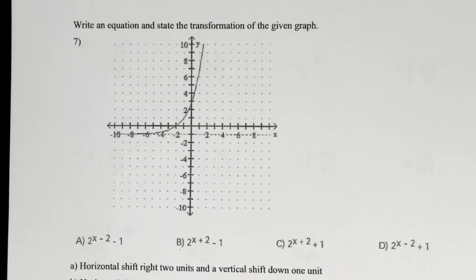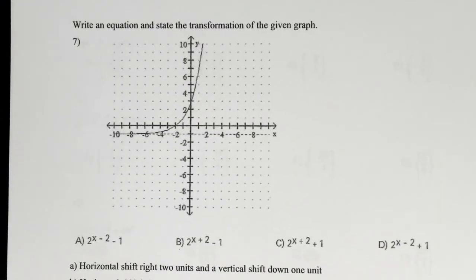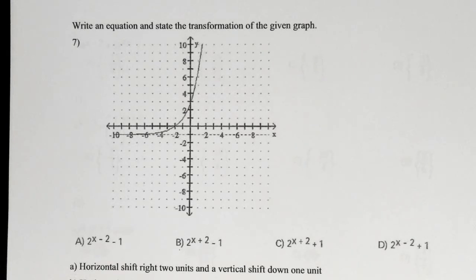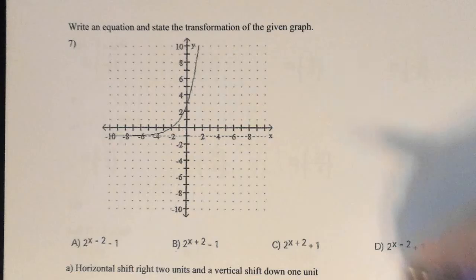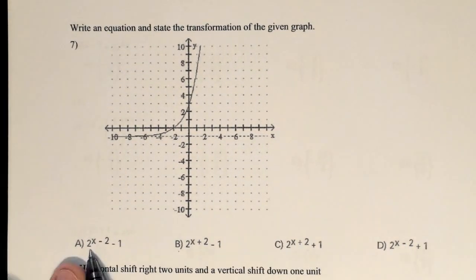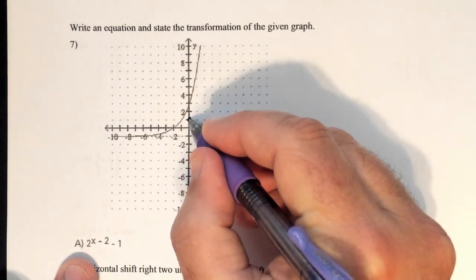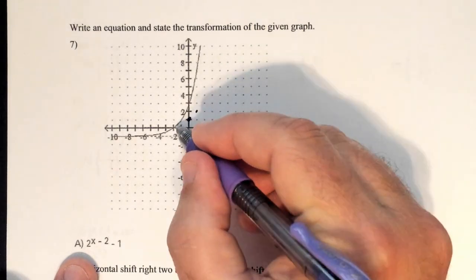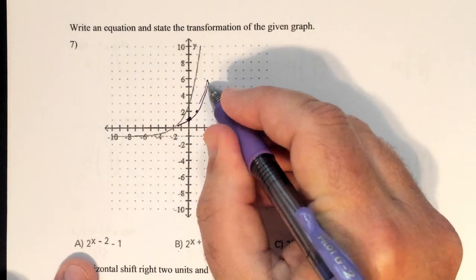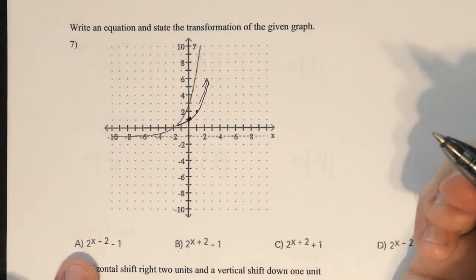It says, write the equation and state the transformation given to that graph. So, if you remember, if it goes up like this, it's exponential. Now, we're nice to you, we give you all the exponential versions, so this has to be in base 2. Base 2, remember, will always go through here, and base 2 would have been something like this. Okay, so how did it move?